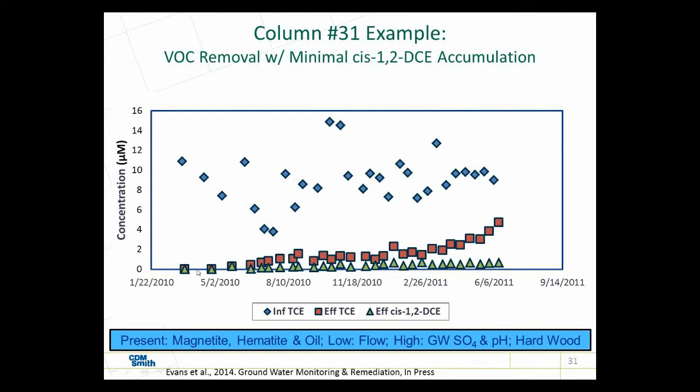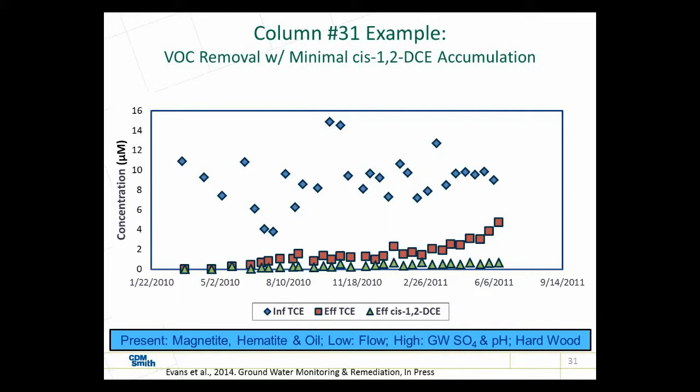Here we see the TCE is removed, and slowly we see TCE is breaking through. But for a period of almost a year, we're getting significant removal of TCE without accumulation of cis-dichloroethene. We didn't detect any vinyl chloride or any ethene in the effluents here or in the gas. And so we're seeing this biogeochemical transformation pattern.